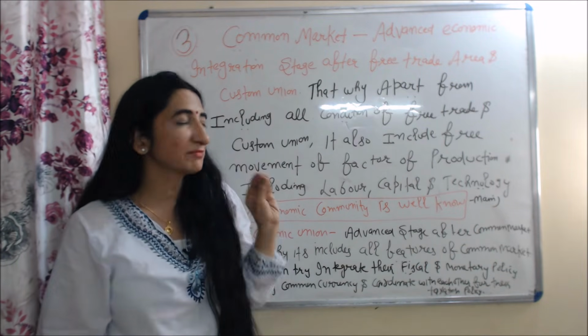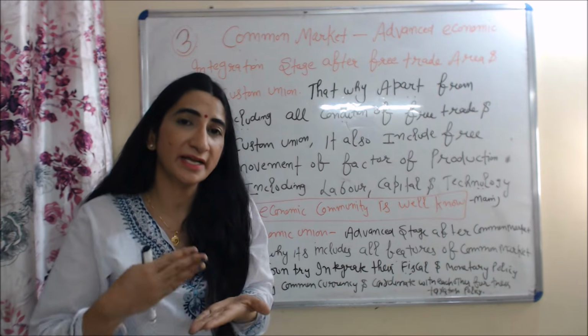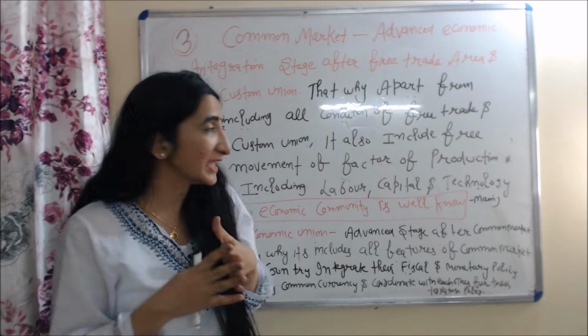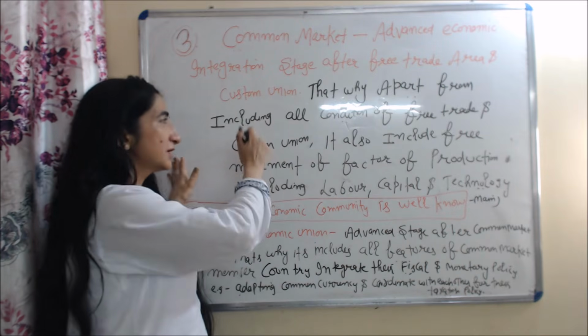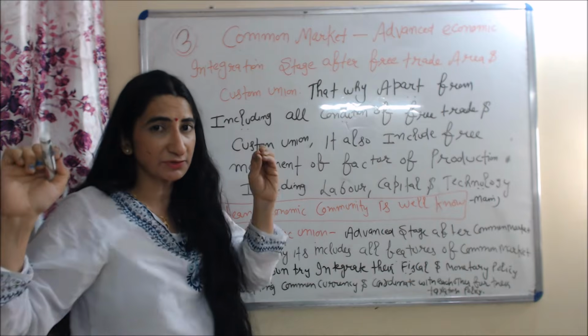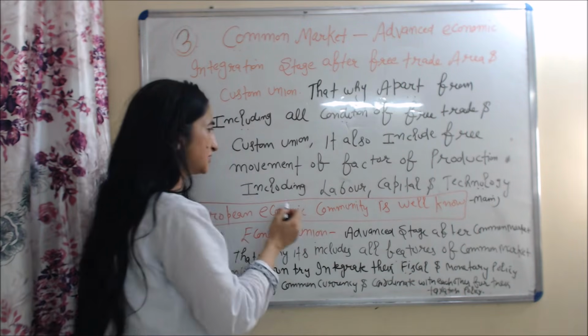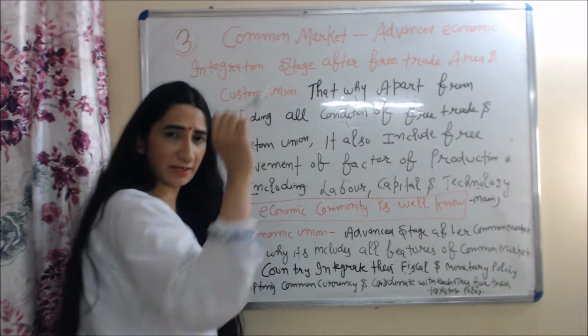Now we talk about the third level of economic integration, that is common market. Common market is an advanced economic integration stage after free trade area and customs union. That's why apart from including all conditions of free trade area and customs union, it also includes free movement of factors of production including labor, capital and technology.